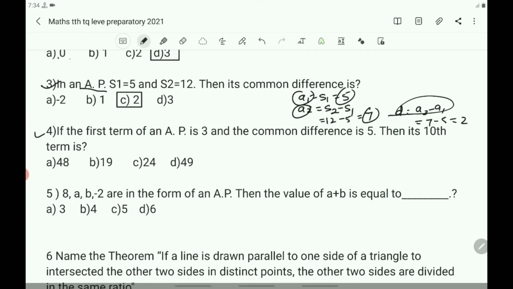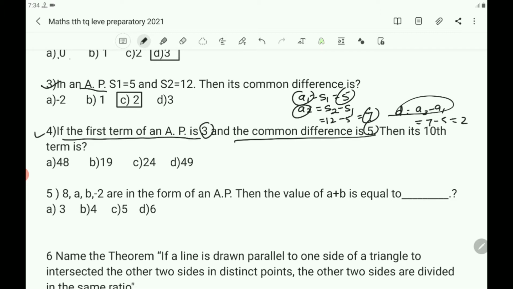Next, you take the fourth question. If the first term of an AP is 3 and the common difference is 5, then its 10th term is. Here you use the formula an = a + (n - 1) d, that is a10 = a + 9d, that is 1 less than 10. Then a is 3, plus 9 into d, which is 5, that is 3 + 9 × 5 = 3 + 45 = 48. Option A is the answer.